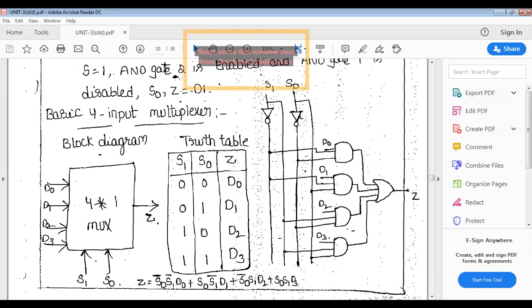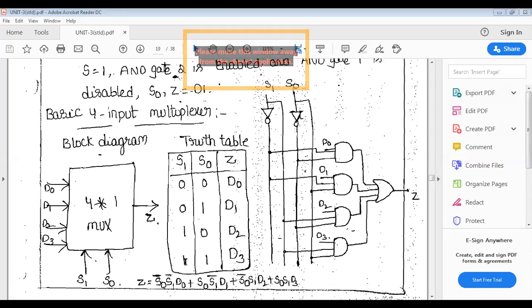S0 is equal to 0 and S1 is equal to 1, which means the decimal value is 2. So when I am selecting the two values 1, 0, D2 will appear on the output side.